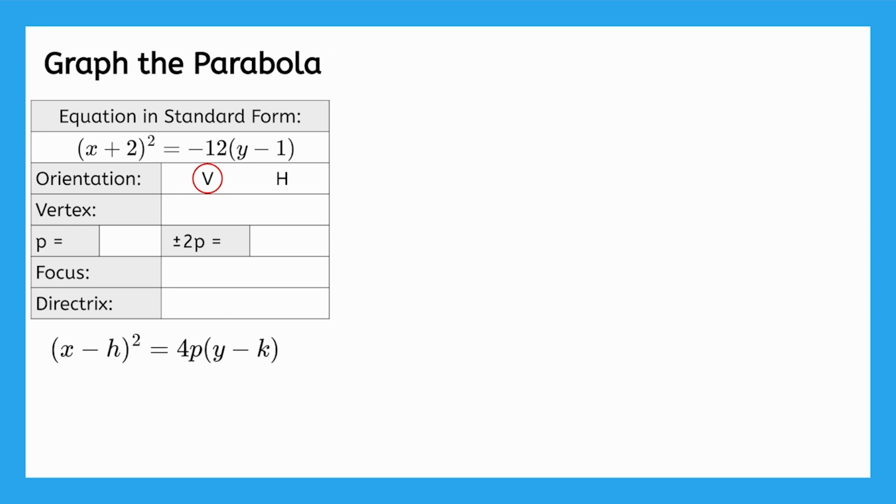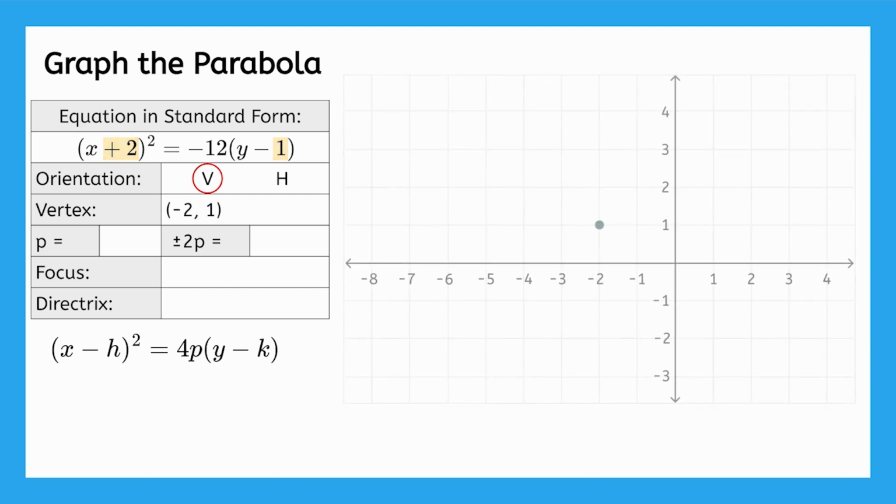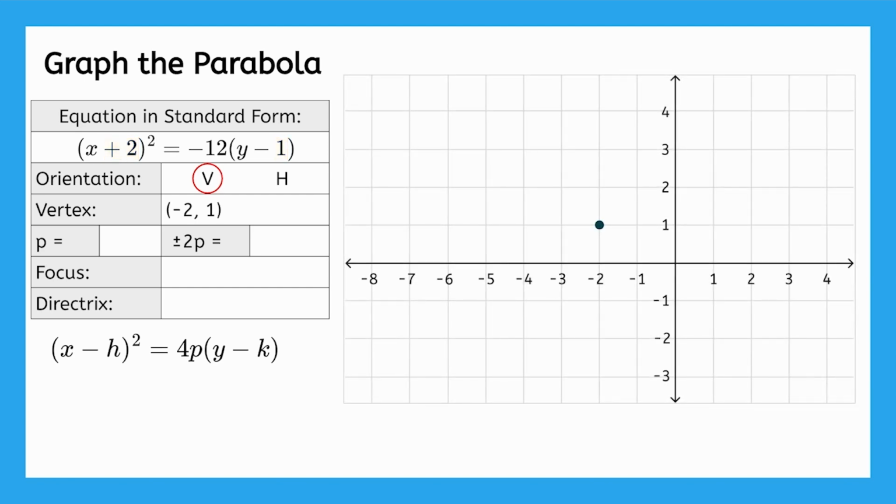Next, find the vertex using h and k. What is the parabola's vertex? The parabola's vertex is at (-2, 1), and we can plot that as our first point. Now, use the equation to find p and plot the focus. The coefficient of the y term is -12. Set -12 equal to 4p and solve for p.